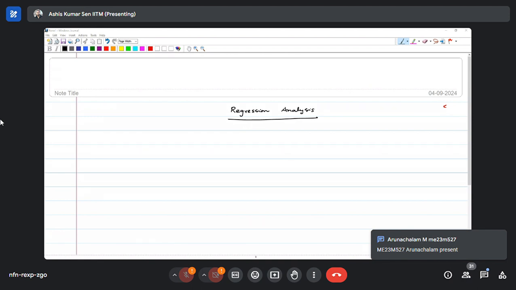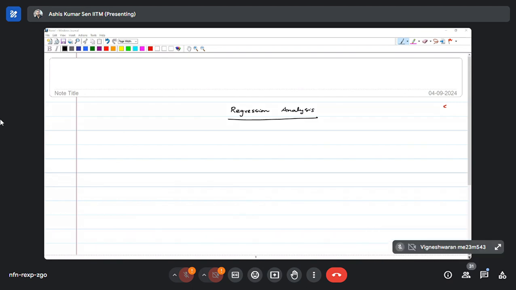But if you take an example of, let's say, pressure drop across a pipe, then the pressure drop is a function of many different variables. Okay. Now, when you sample the measured variable and you want to relate the measured variable with the independent variables, then you have to use what is called regression analysis.